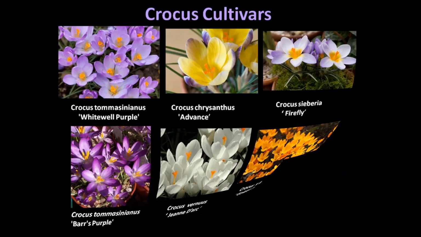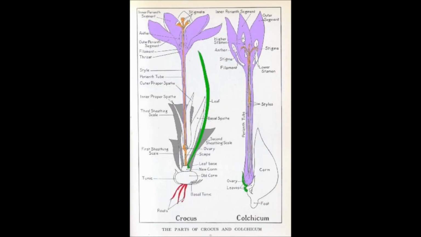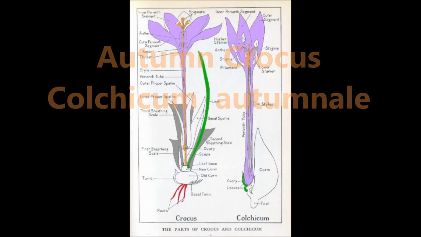Autumn sees the arrival of 3 further species: the saffron crocus or Crocus sativus, Bieberstein's crocus or Crocus speciosus, and a third confusion species, rather misleadingly named autumn crocus, known as Colchicum autumnale, which in fact is not a true crocus and is poisonous.